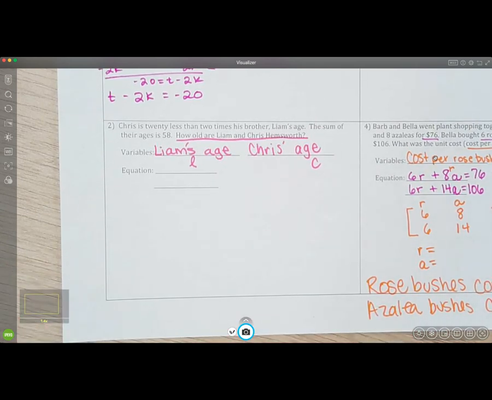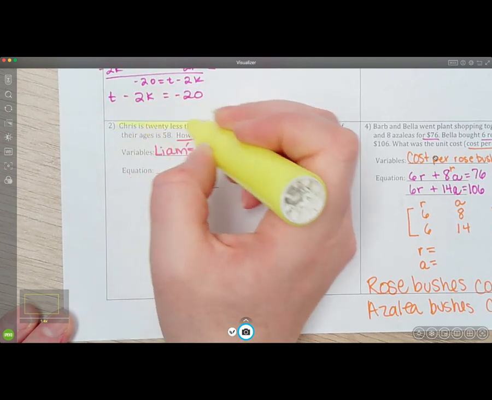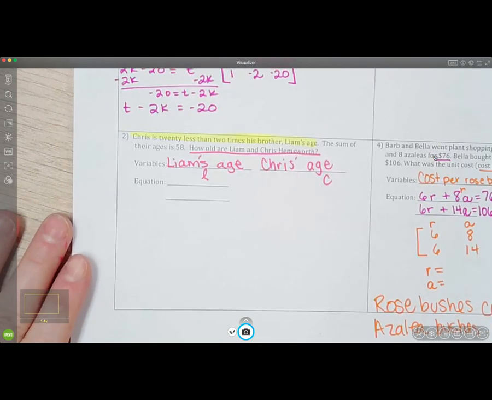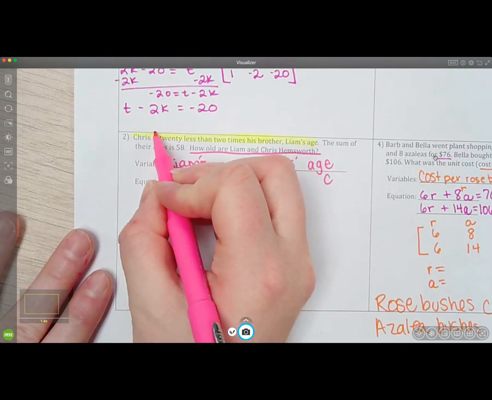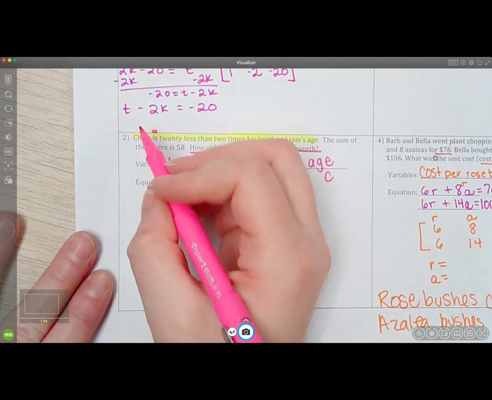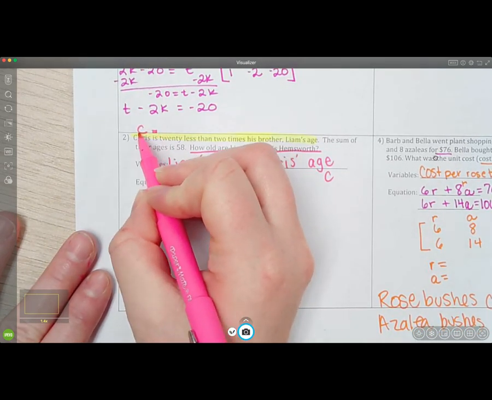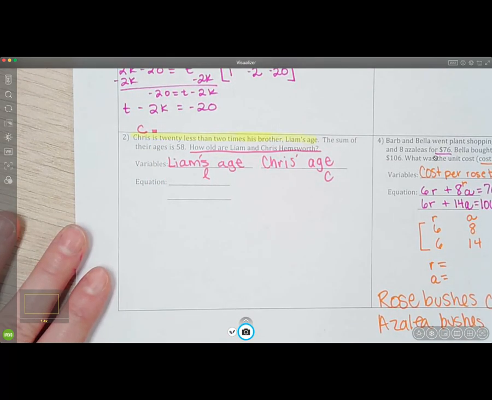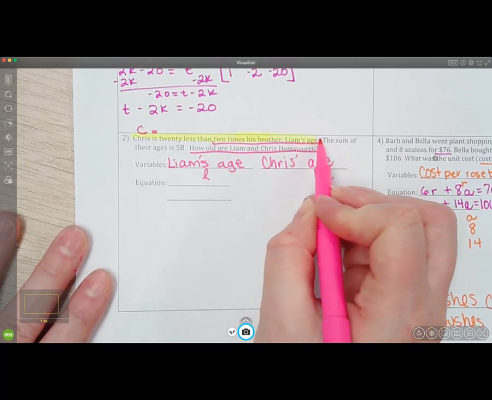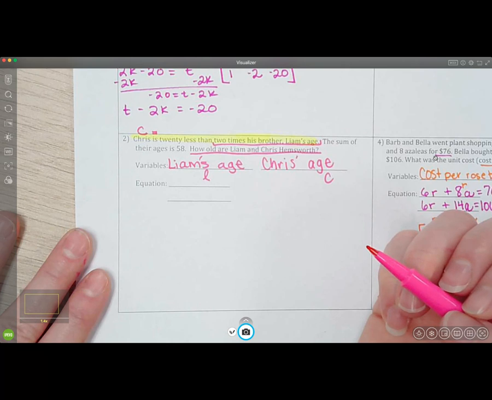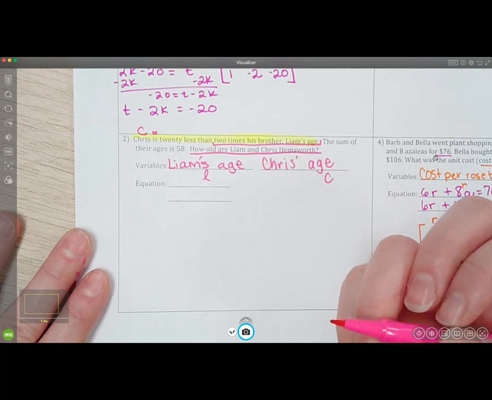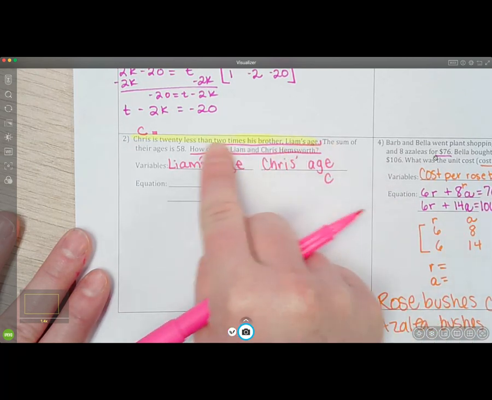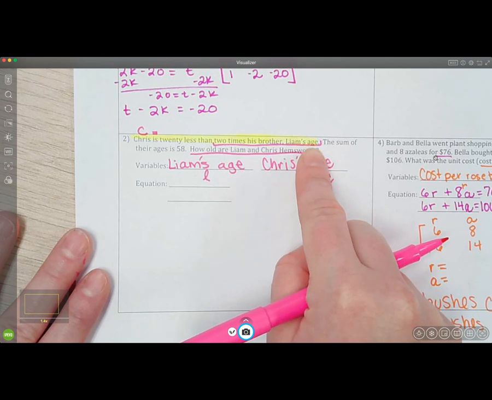And then look back. We have Chris is 20 less than 2 times his brothers. So anytime you have equal, put an equal sign over the top. So basically, Chris equals 20 less than 2 times his brother's Liam. How can we do 2 times his brother's age? How do we write in math 2 times his brother's age, Liam's age?